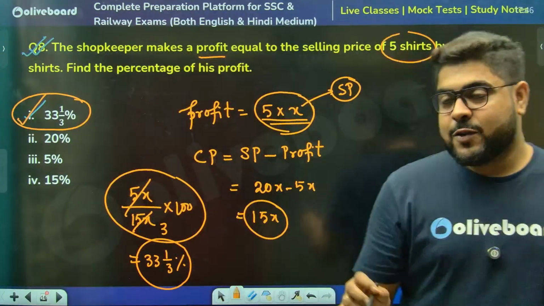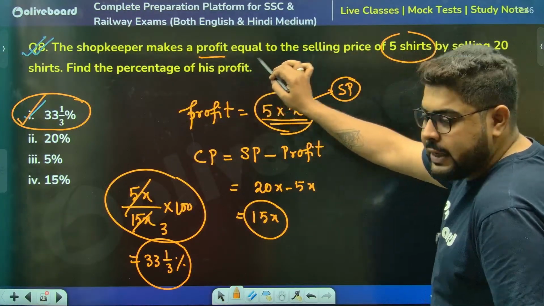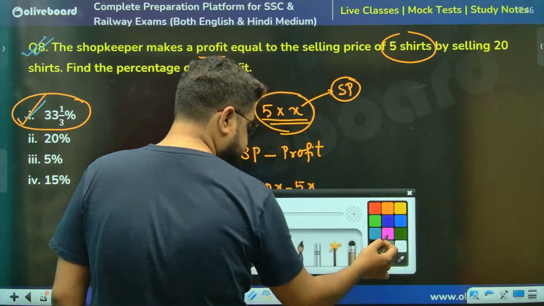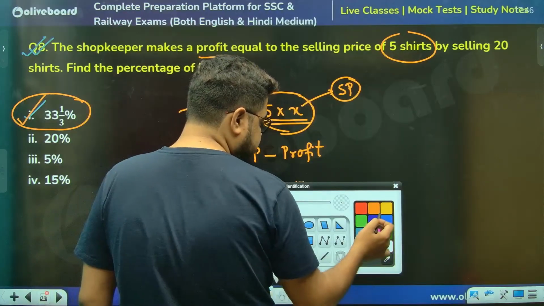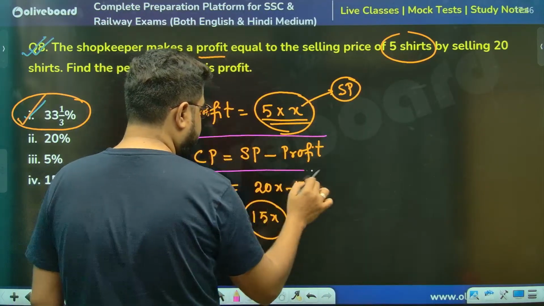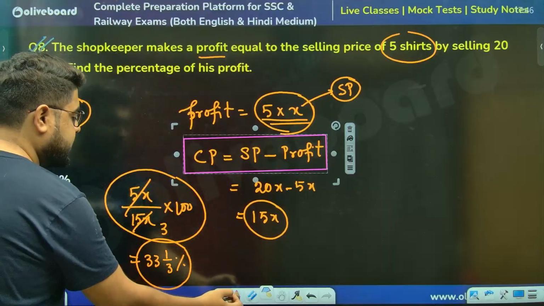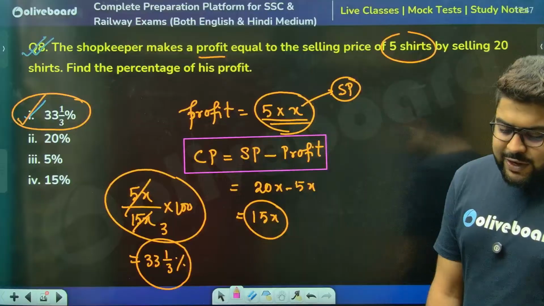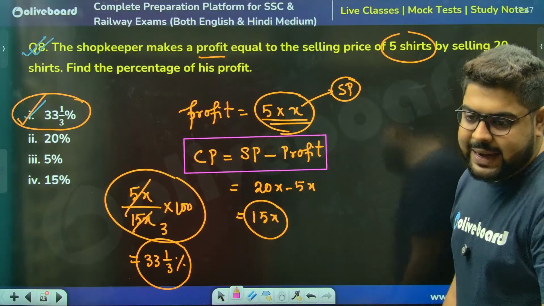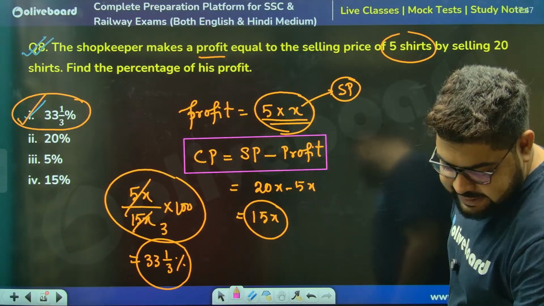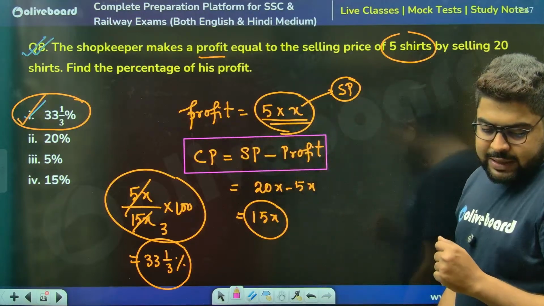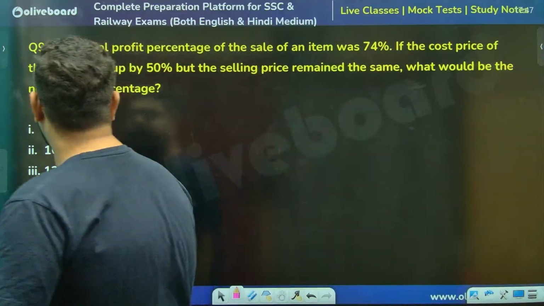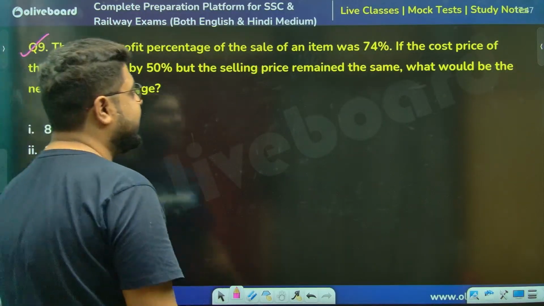Always remember, whenever they are giving you profit in terms of SP, use this relation. Use this particular relation, everyone. It will always be the best way to go. Clear, everyone? Clear, sir? This is the best approach, the best way to think on this. Chalo, badhiya. Again, another one.